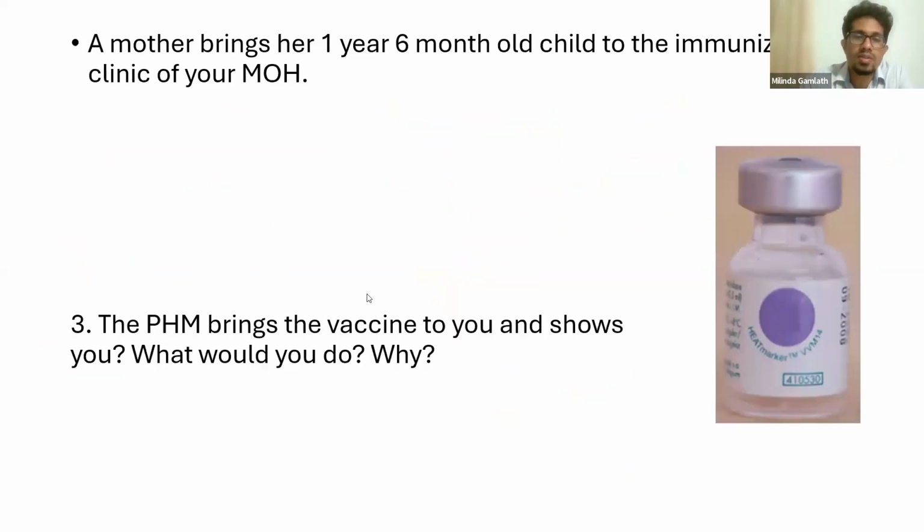Right, now the PHM brings you the vaccine vial and shows you. Now what would you do and why? So the center square is darker than the outer circle. So it's not good for use. It should be discarded. What is this called? Good, your interpretation is correct. What is this sort of symbol or indicator called? Vaccine vial monitor. Exactly, the vaccine vial monitor.